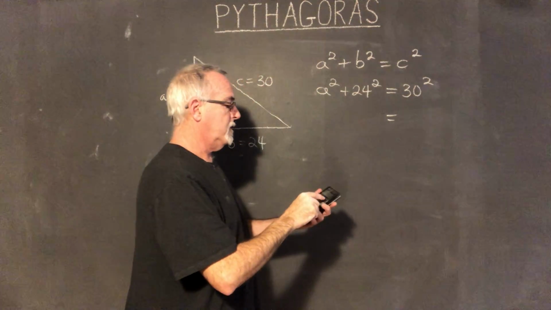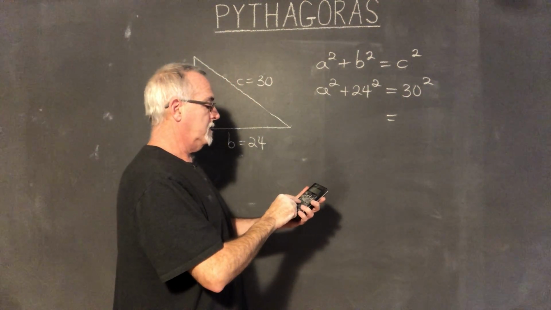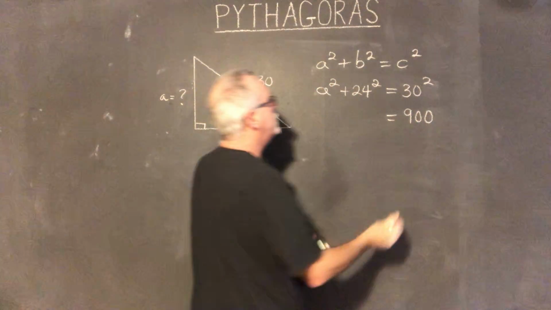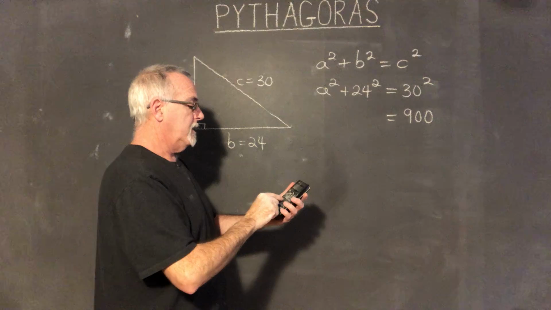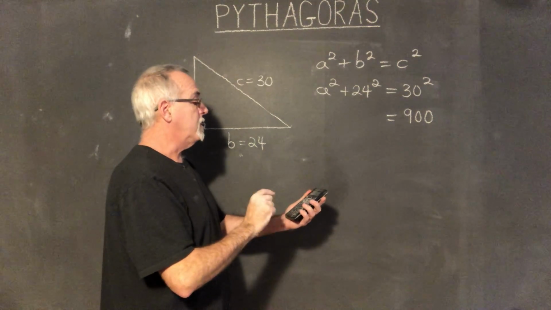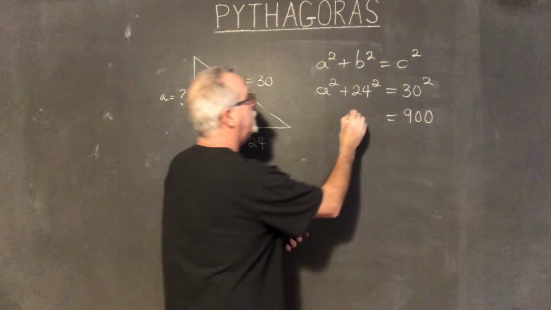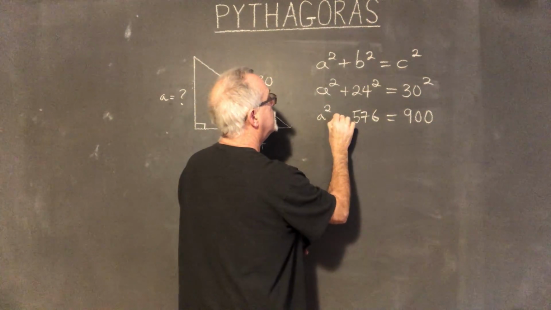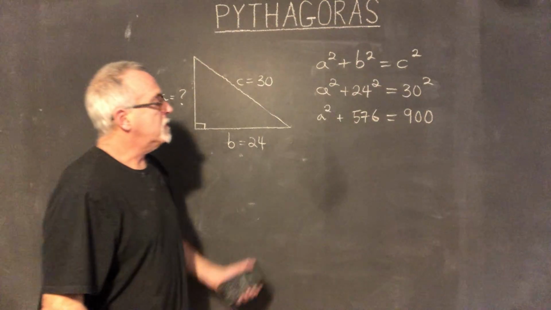30 squared I know is 900, but I'll do it in the calculator anyway. I simplify that, we have 900 there. 24 squared, I know I could find it in my head if I really wanted to, but I'm just going to use the calculator. That's 576. And the A squared, we still don't know. So that's what we're looking for.